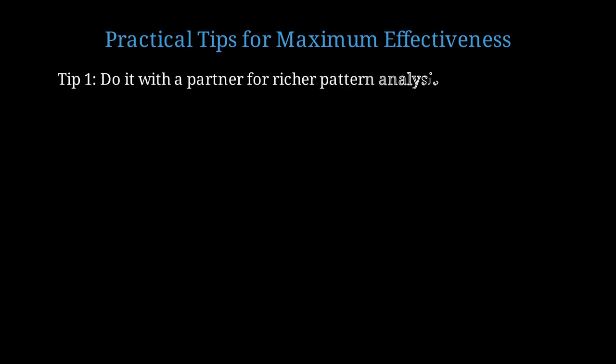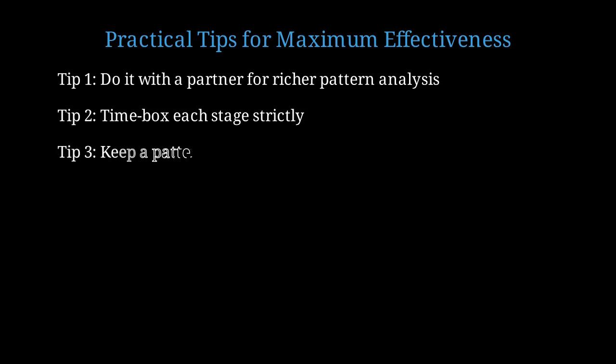Tip 1. Run this with a partner or small team. 2 brains analyzing patterns leads to richer insights than 1. You'll catch patterns the other person missed. Tip 2. Timebox each stage. 10 minutes for generation, 15 minutes for scoring, 10 minutes for analysis. Don't let perfect be the enemy of good. Speed maintains momentum.